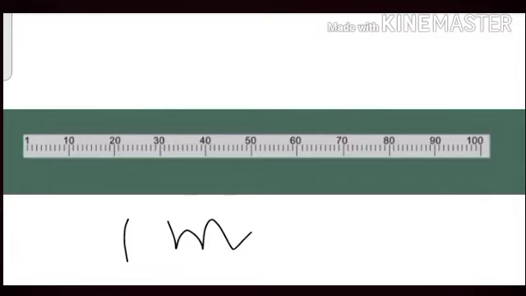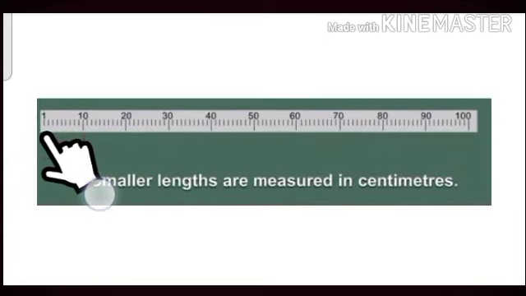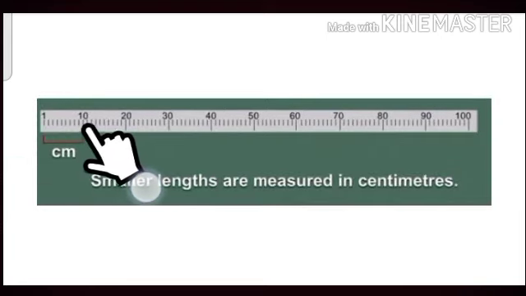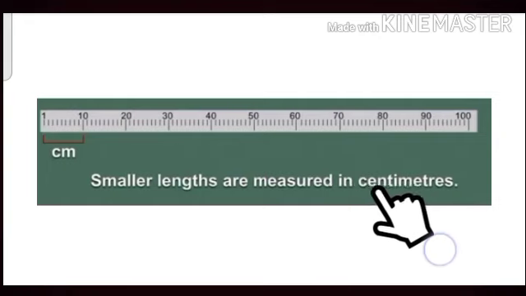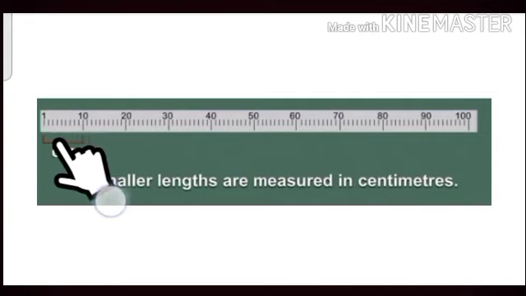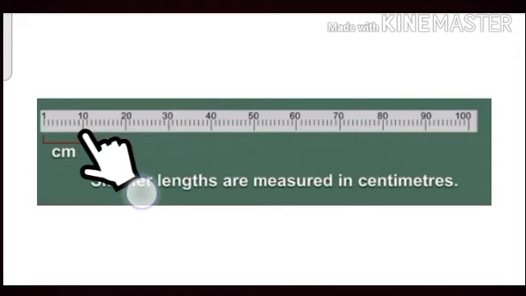It is divided into equal parts. We have 10 equal parts here. From 1 to 10, this is called 1 centimeter. 1 to 10 is 10 centimeter. Smaller lengths are measured in centimeter. So this is centimeter, here we are measuring in centimeter.